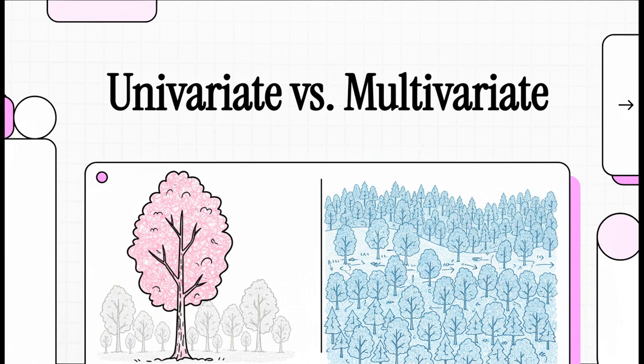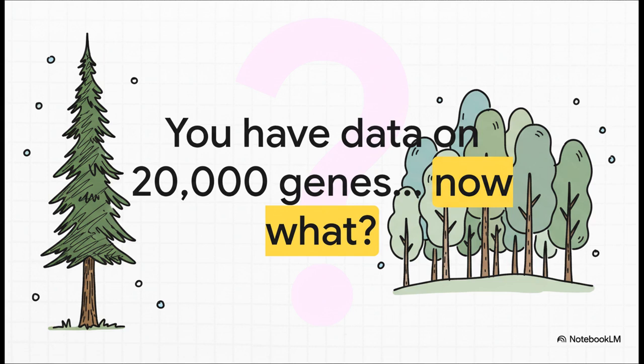So let's dive in. So picture this. You've just wrapped up a huge experiment. You're sitting on a dataset with expression levels for, say, 20,000 genes across all of your samples. I mean, that's an amazing amount of information. But where do you even start? It's that classic problem, right? You're drowning in data, but you're starving for actual information.